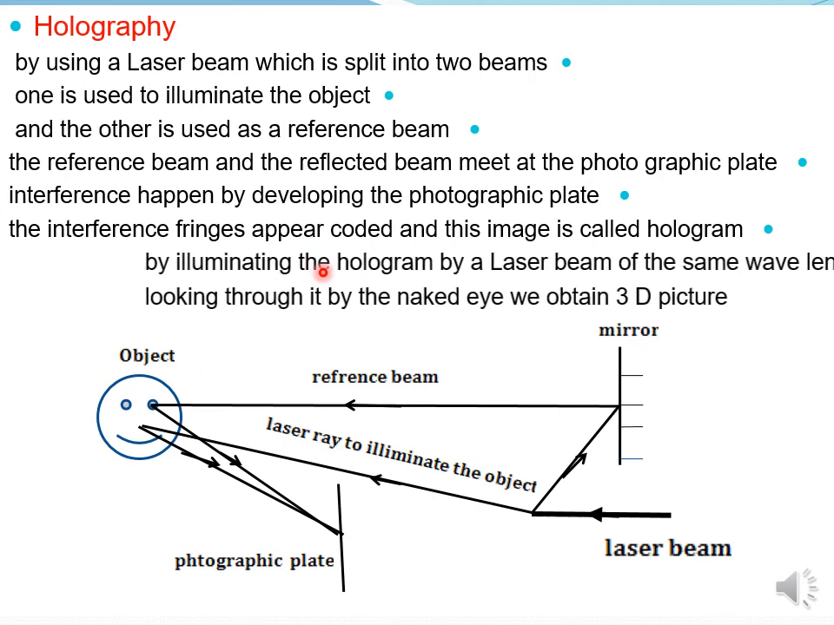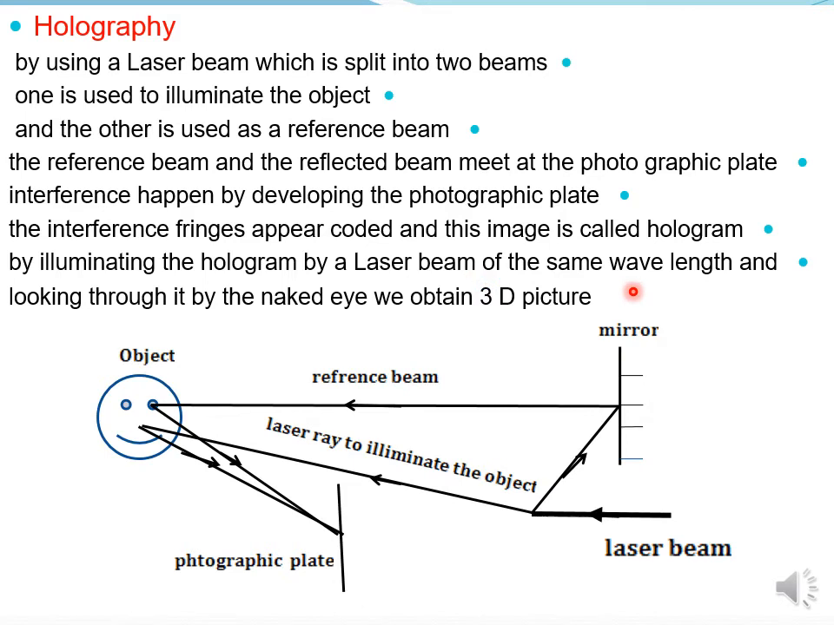By illuminating the hologram by a laser beam of the same wavelength and looking through it by the naked eye, we obtain three-dimension image. Again, on the drawing, a laser beam split into two beams, one used to illuminate the object and the other acting as a reference beam. These two beams reflect from the object to meet on photographic plate where interference happen. By developing this interference, we obtain a coded image which is called hologram. This hologram, if it is illuminated by another laser beam of the same frequency, we will obtain three-dimensional image that can be seen by the naked eye.